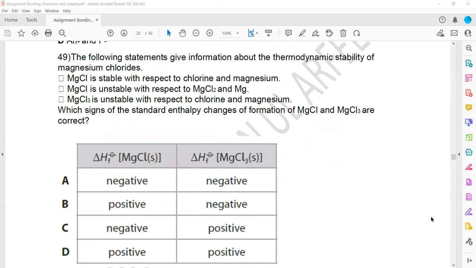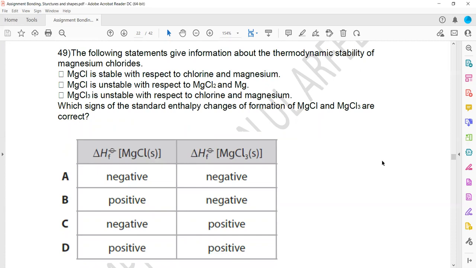In question 49, the following statements are given about the thermodynamic stability of magnesium chloride. Magnesium chloride is stable with respect to chlorine and magnesium. The stability refers to having less energy. For example, when we have reactant and product, the one which has less energy is more stable. So they mention magnesium chloride is more stable compared to magnesium and chlorine.